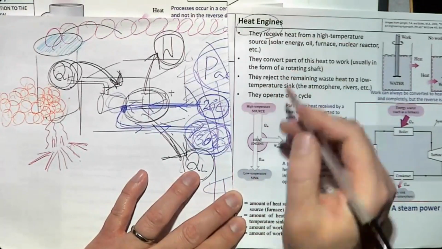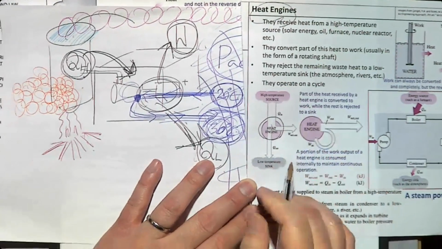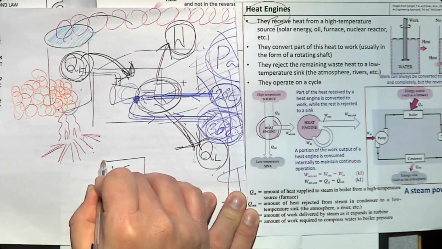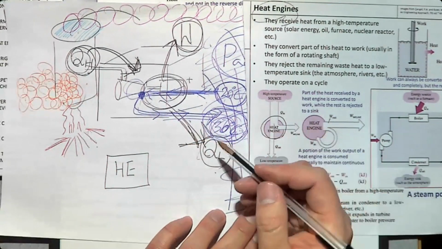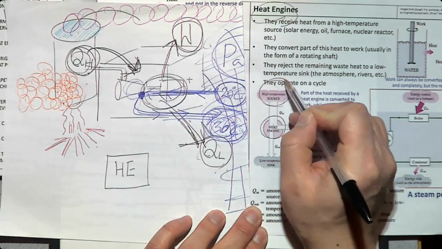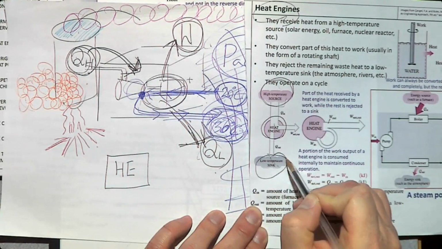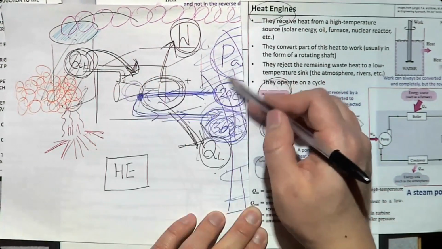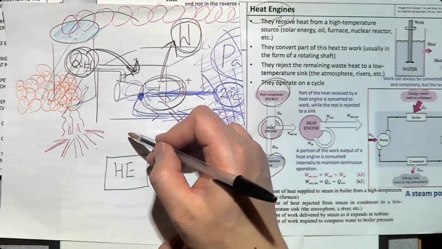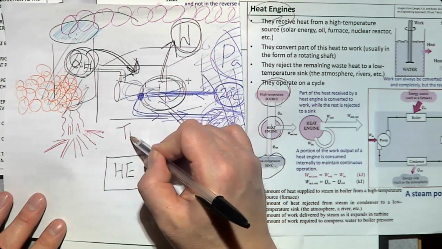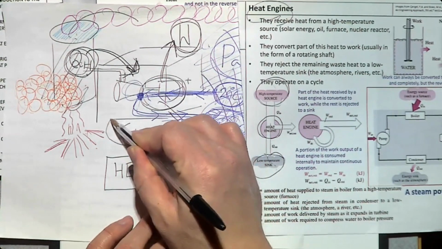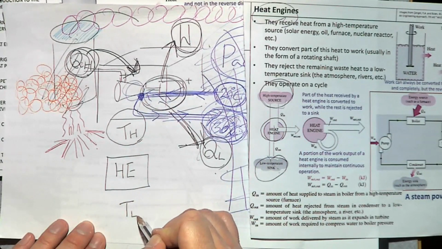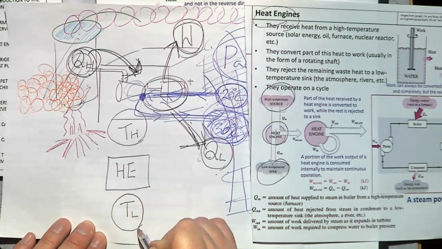So this heat engine, HE, consists of two thermal energy reservoirs. One is at high temperature, the other one is at lower temperature. So we have a thermal energy reservoir which is maintained at high temperature TH, and a low temperature thermal energy reservoir which is maintained at low temperature TL.